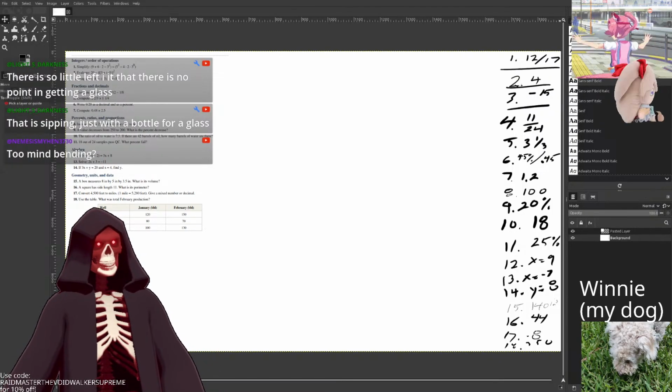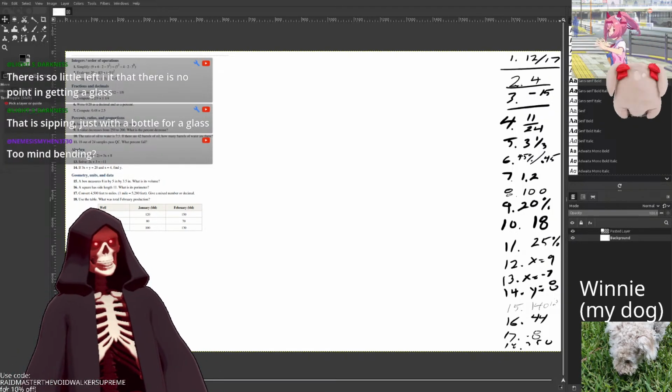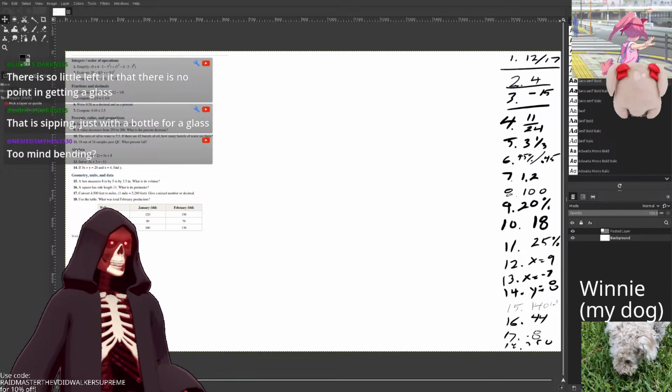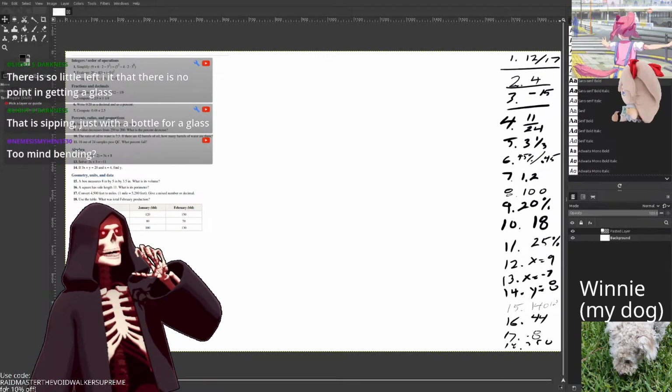Sipping from there, there is so little left that there is no point in getting a glass. That is sipping. Just wine bottle from the glass or a glass. Fair.